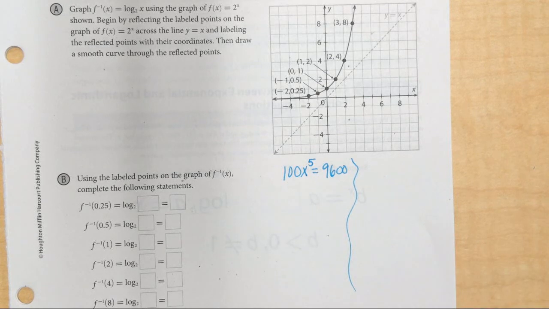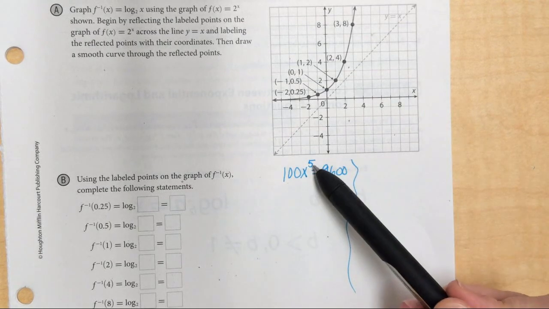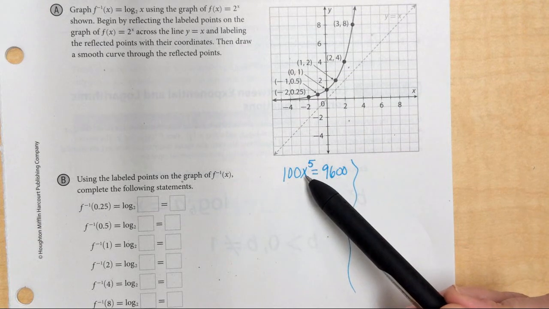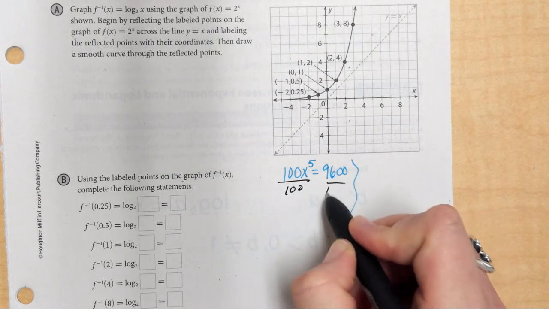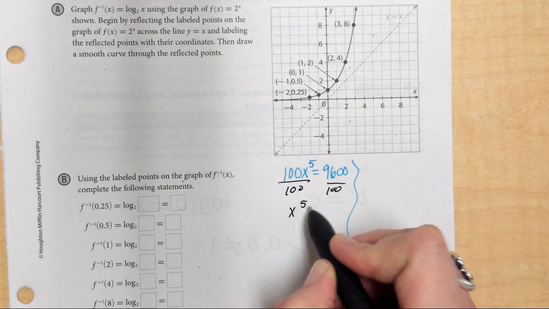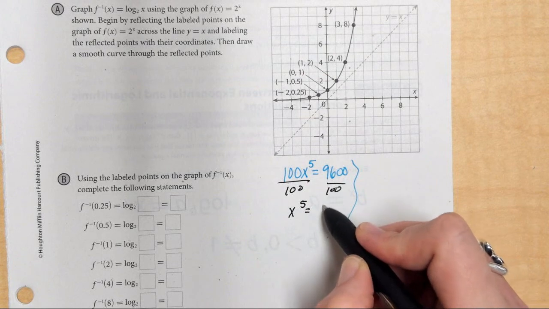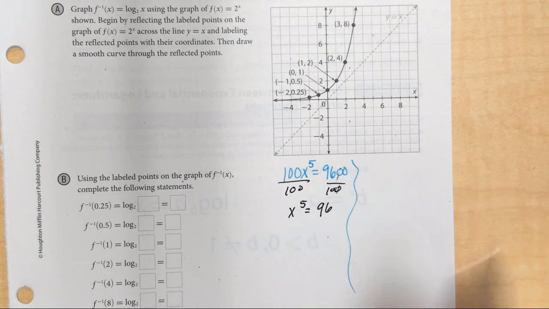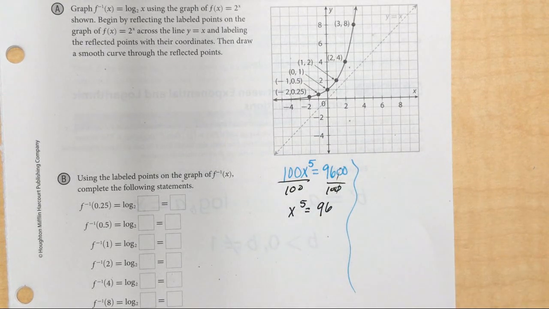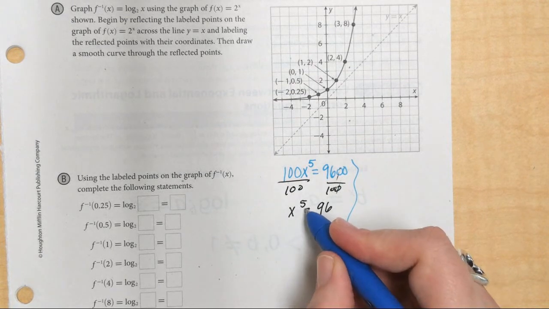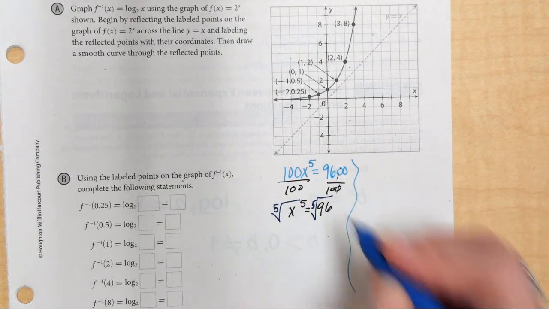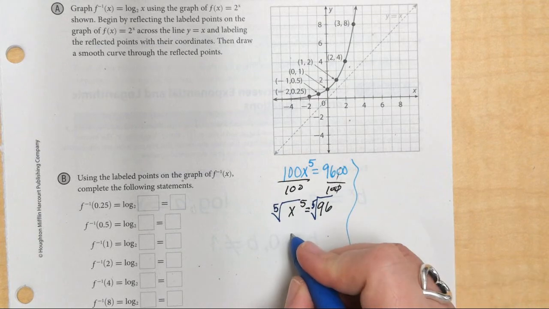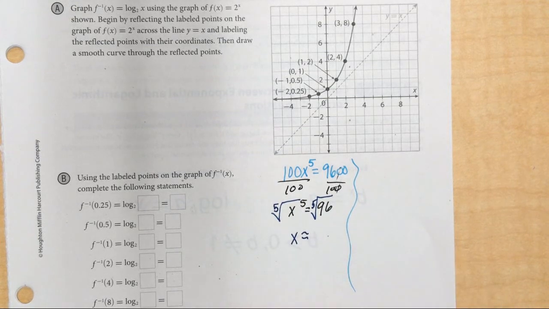For this particular problem, the only thing that's being raised to the fifth power is x. So x is the base, so I need to isolate it. So I'm going to divide by 100 to both sides. And the zeros cancel out, so we've got 96. Now, what we learned in the last unit, to get rid of any exponent, I will take the root. So in this case, I'm going to take the fifth root on both sides. So x is about, it's going to be a decimal.